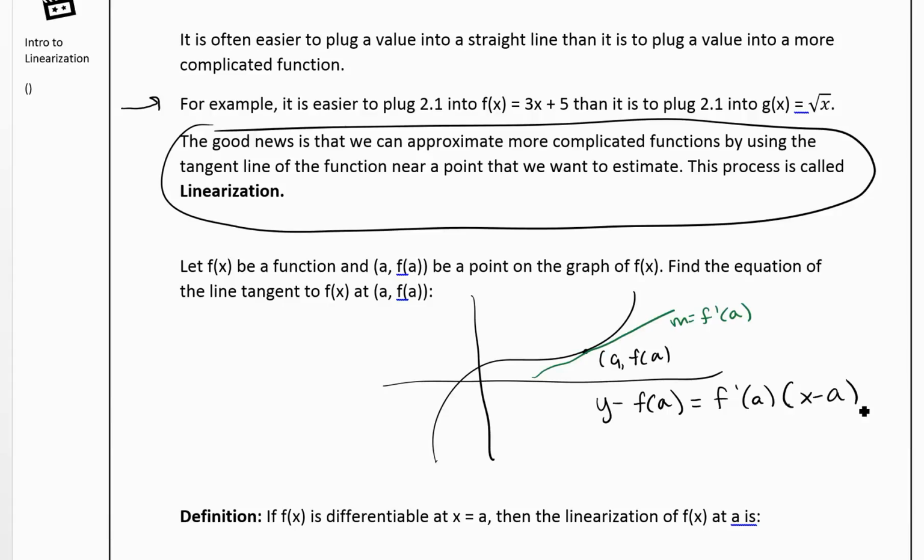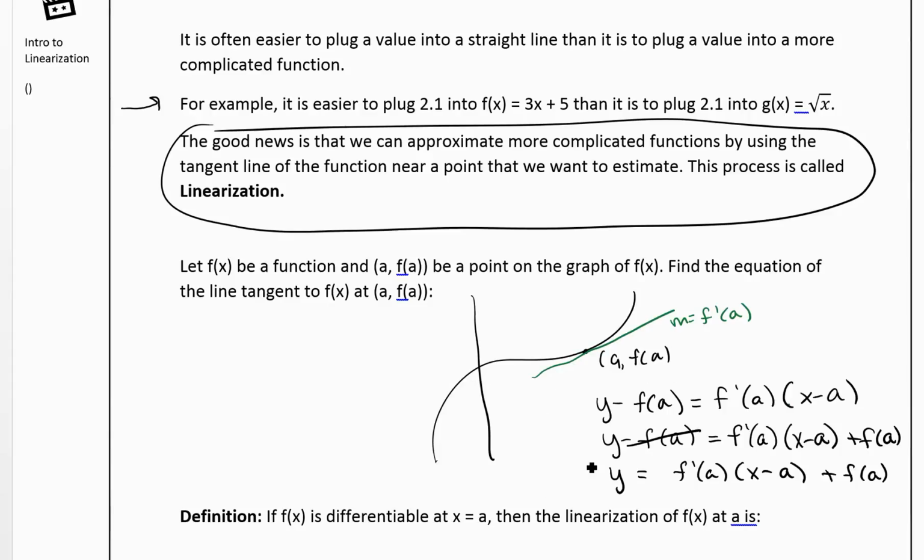Now what we're going to do is put this in y equals mx plus b form. So we'd have y minus f of a is equal to f prime of a times x minus a. Sorry about that. We're not actually going to solve it all the way out, because that would look pretty complicated, and we don't need to make it look that complicated. We're just going to get y by itself by adding f of a to both sides. So we'd get y equals f prime of a times x minus a plus f of a. So that's really the equation for this green line.